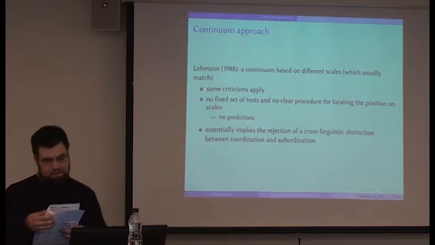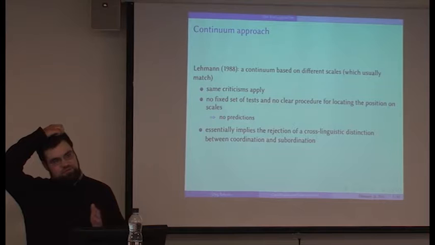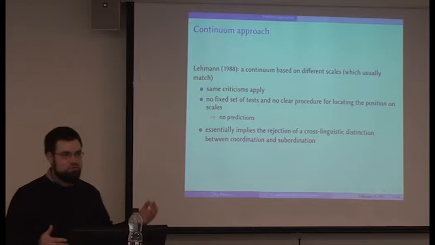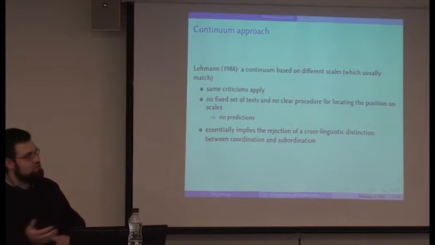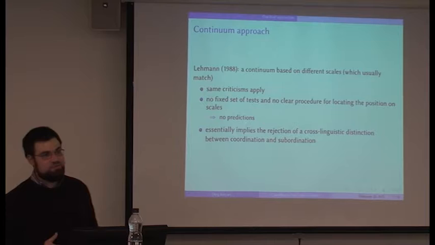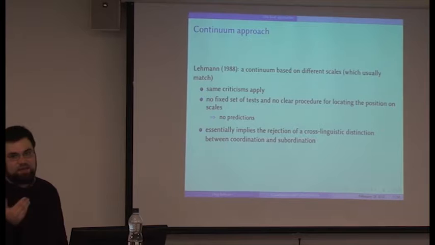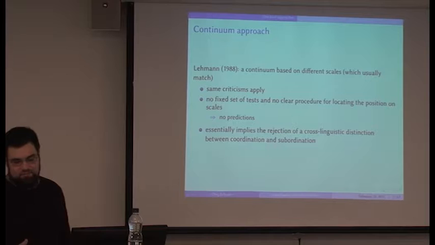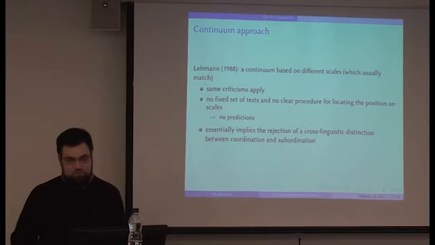And so generally it is assumed that some constructions fall into one of the sides of this scale. So there are certain constructions which are dependent according to both morphological dependency and syntactic possibility of embedding, and other constructions which are not dependent and not embedded, and so on. But the problem with this approach is that the same criticism applies to it, that there is no fixed set of tests and no clear procedure for situating a given construction in each of the scales. There's a general understanding that there is a cline from one type of juncture to the other, but there is no particular procedure that we can apply systematically to determine whether a construction is here or there in the continuum.